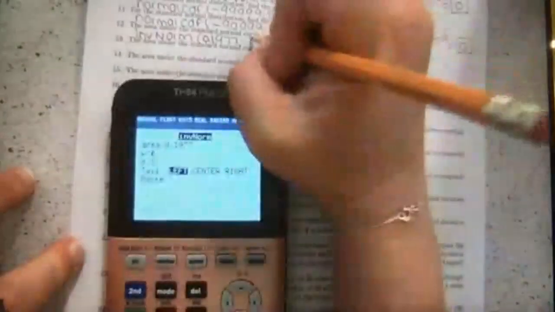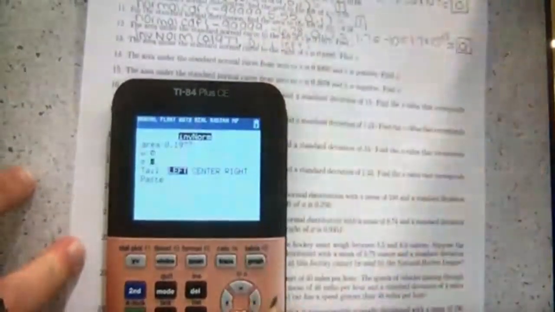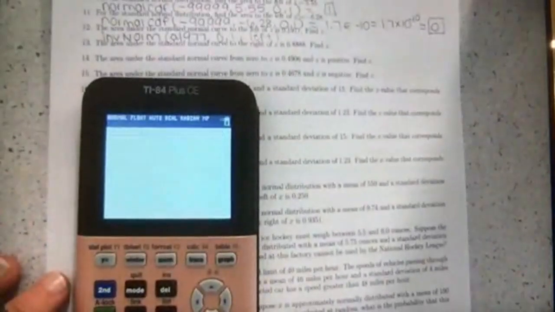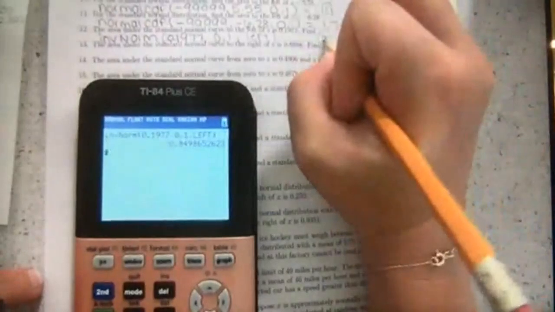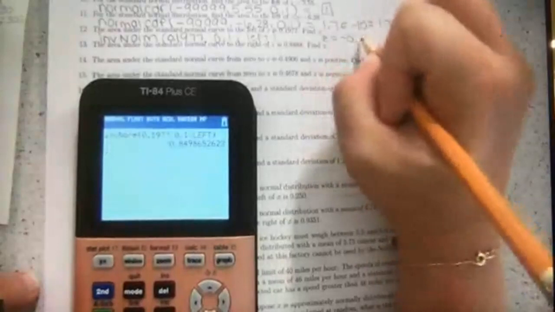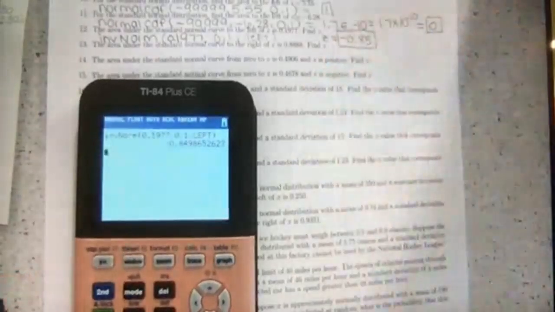So our area to the left, they tell us, is 0.1977. It says it's standard, so our mean is still 0, and our standard deviation is still 1. That's area to the left, and it's all the same because we all have area to the left in our calculator. And this will tell us that our z value is negative 0.849, which is 0.85. So negative 0.85.